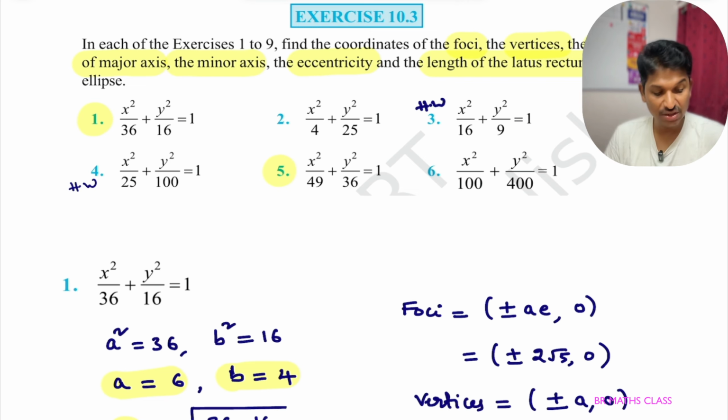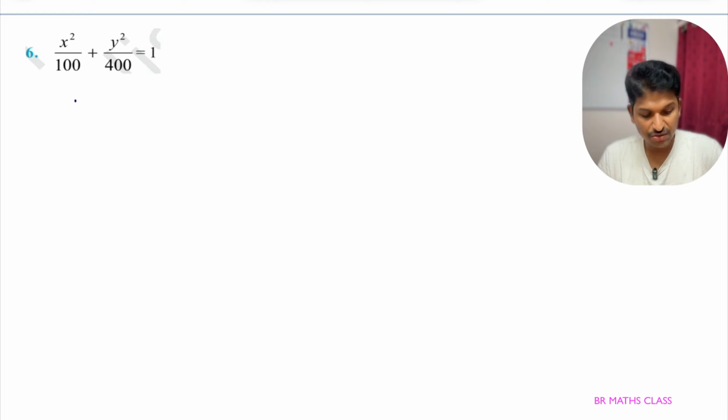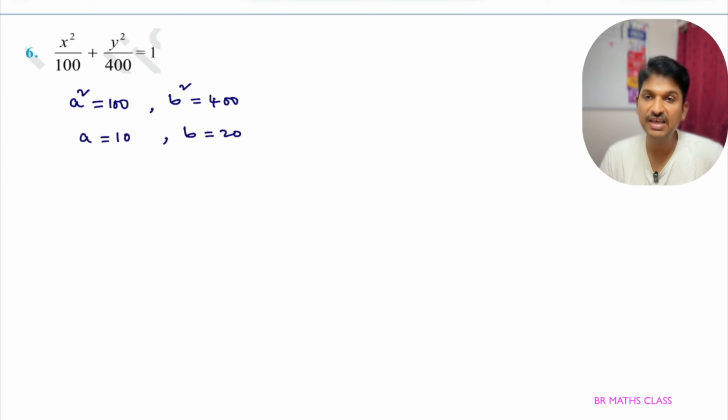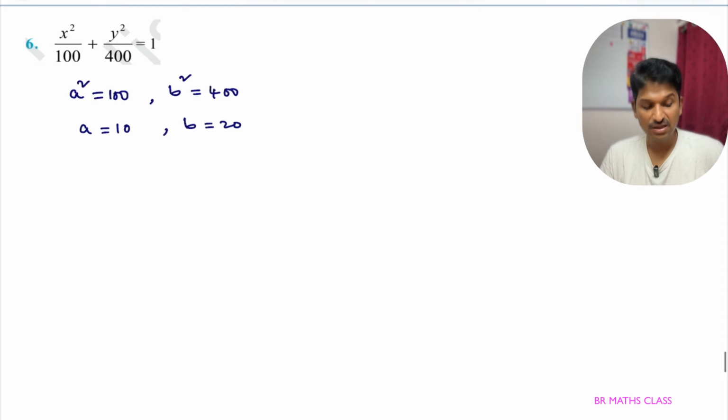Now I'll do this sixth question. First point is what? a square is 100. What is b square? b square is 400. What is a? a is 10. What is b? b is 20. Once you find a value and b value, a is less than b. So this is the second type of ellipse. You calculate eccentricity. How will you calculate eccentricity?